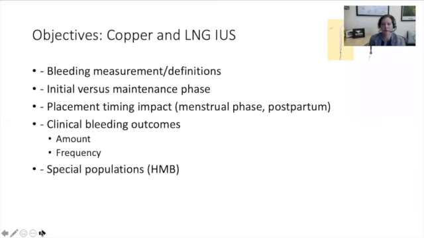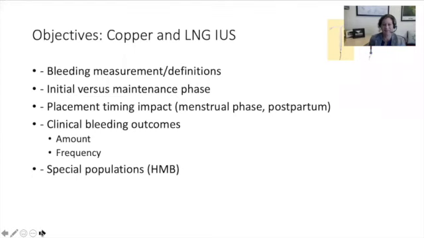I will cover how bleeding outcomes are measured, length of initial bleeding changes, and whether that varies based on menstrual timing of placement or post-pregnancy placement. I'm not going to have time to discuss interventions for breakthrough bleeding though, and I'm going to work backward from special situations to the larger primary studies, relatively cherry picking from the many important studies on this topic.